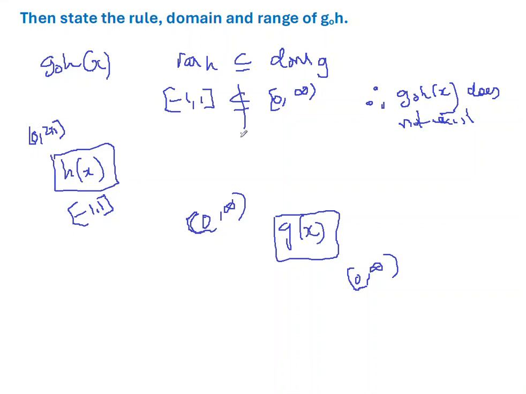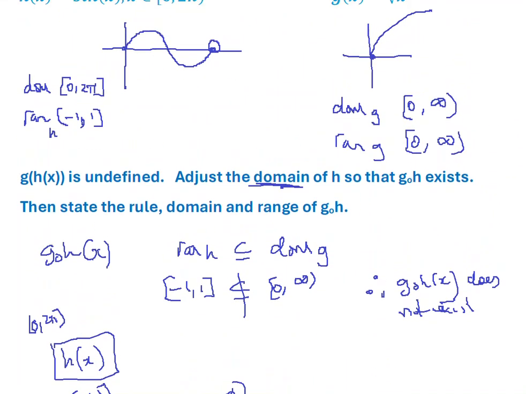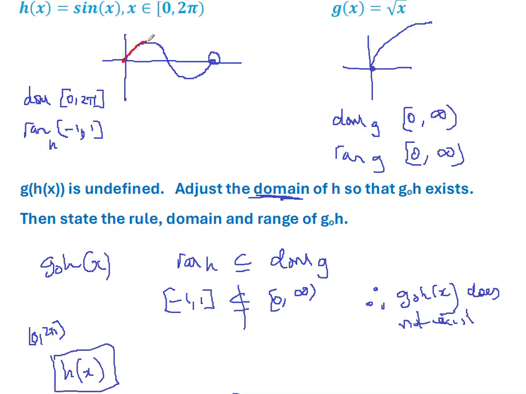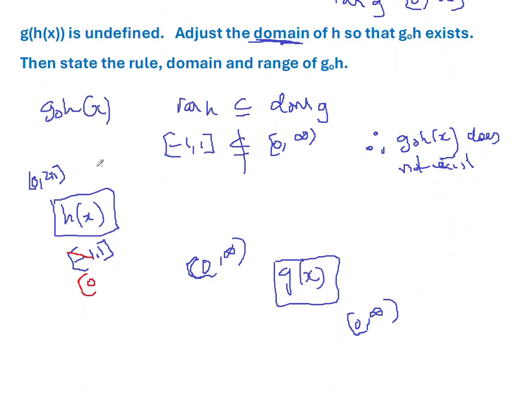Our problems are that only positive numbers can go in, so therefore that -1 has to change to a 0 inclusive. And if that's the case, then the range of h has to be 0 to 1 only, which means its domain has to stop at pi, like an equal pi. So now my domain of h is 0 to pi, and that will produce a range of 0 to 1. Working the other way, 0 to infinity can go into g, but the only numbers coming out of h will be 0 to 1, so that has to change to a 1.